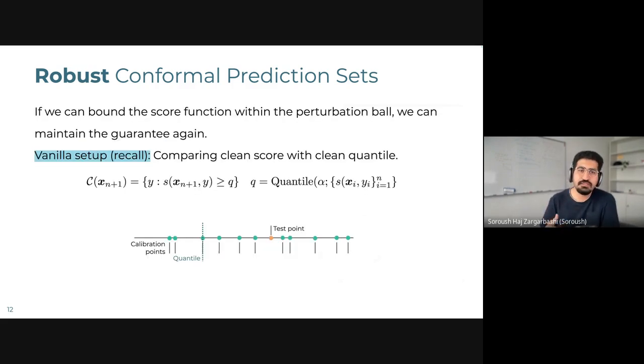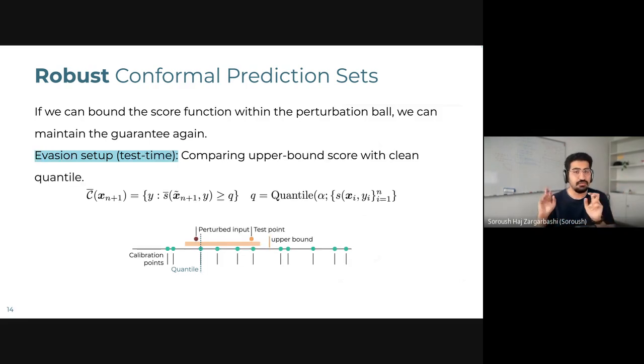Now, how can we make the conformal prediction robust? So let's again recall the conformal prediction setup. In this setup, I have a quantile, which is basically the alpha quantile of all these points. And my test point for the true label is on the right side of this quantile with 1 minus alpha probability. But now, as an adversary, I can change this input so that the score goes below this quantile, into the rejection region. I will tell you how, but now assume that there is a way to upper bound this score within this bounded perturbation.